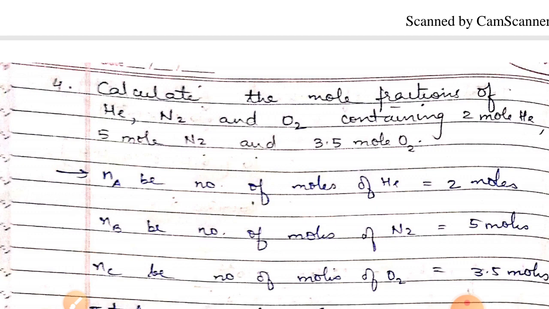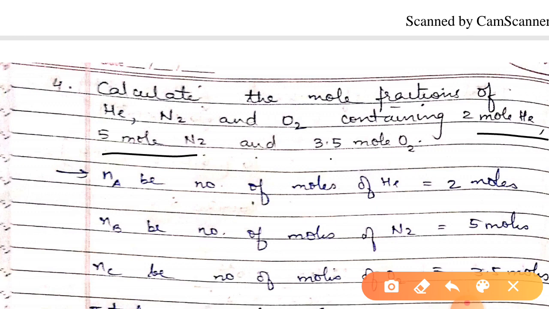Next is calculate the mole fraction of helium, nitrogen and oxygen containing 2 mole helium, 5 mole nitrogen and 3.5 mole of oxygen. Now NA be the number of moles of helium, which is 2, NB be the number of moles of N2, which is 5, and NC be the number of moles of O2, which is 3.5.